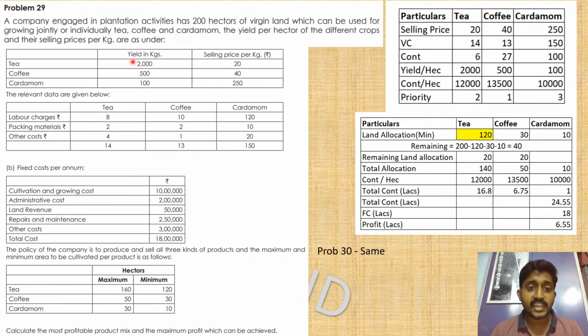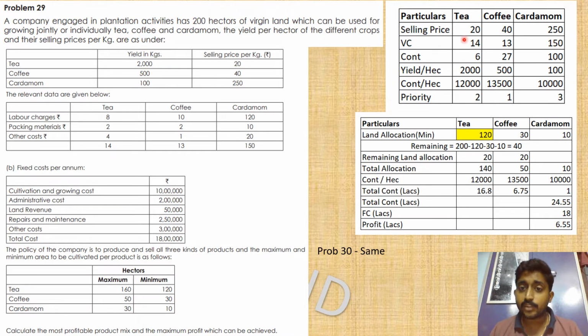But how much yield do we have in 1 hectare? Because we are going to allocate hectares. There is 200 hectares of land, and we have to allocate the total 200 hectares: how much area for the tea, how much area for the coffee, and how much area for the cardamom. For that, we have to know which is the maximum profitable plant, the plant producing the maximum contribution per hectare.